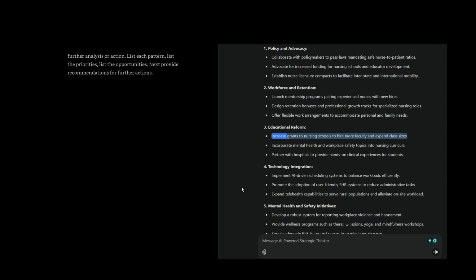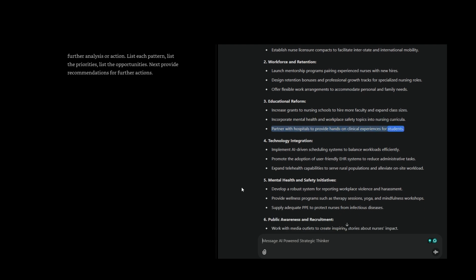3. Educational reform: increase grants to nursing schools to hire more faculty and expand class sizes. Incorporate mental health and workplace safety topics into nursing curricula. Partner with hospitals to provide hands-on clinical experiences for students.